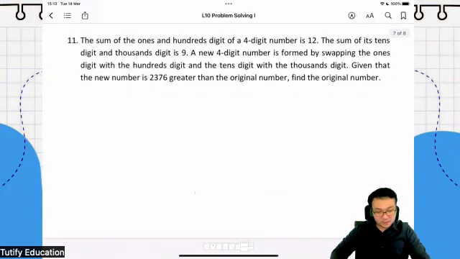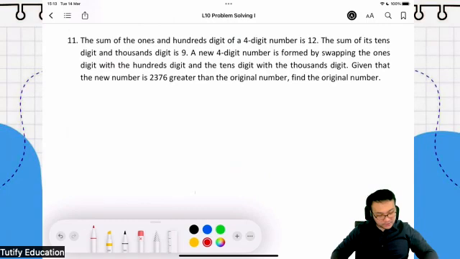This is quite long. Okay, give you 10 seconds. You read first. Then I start. You read first, okay? So that you know what's going on.